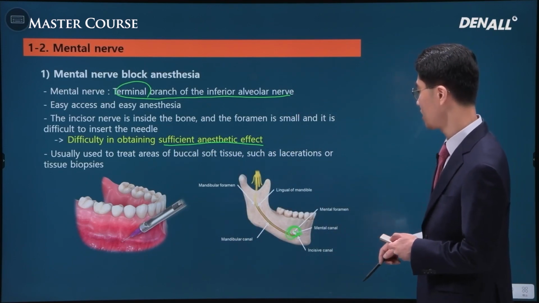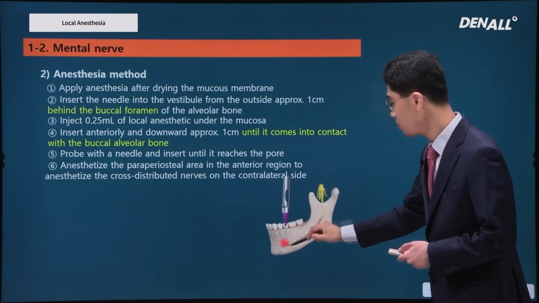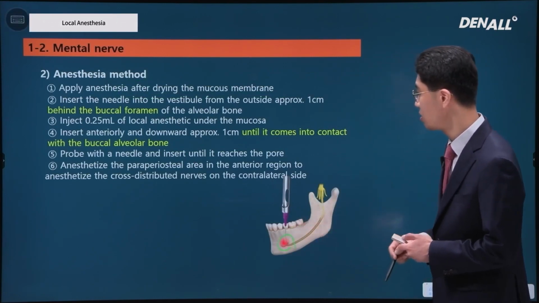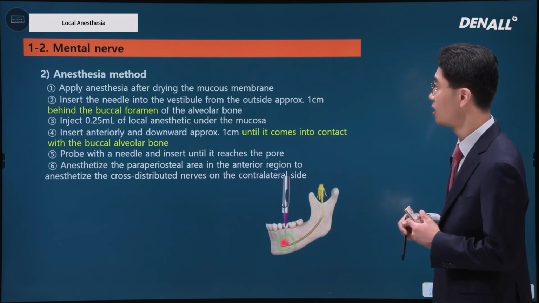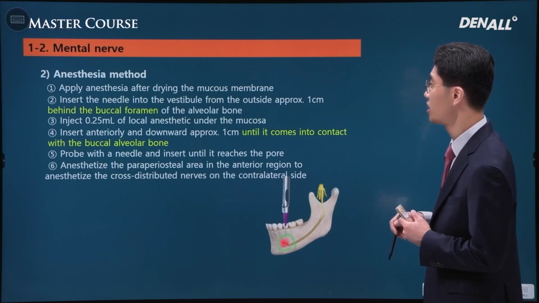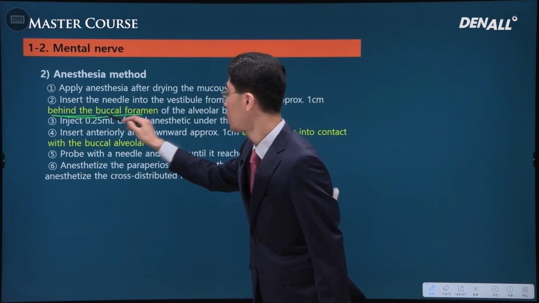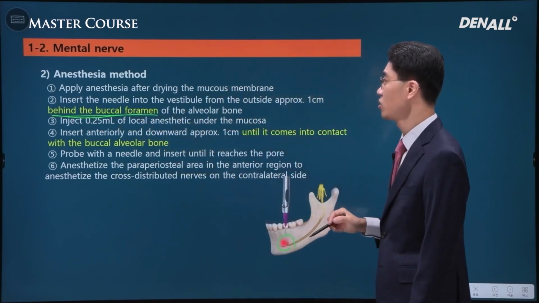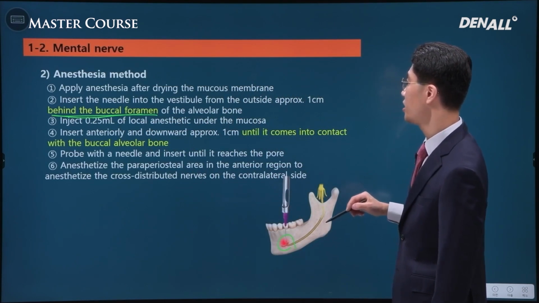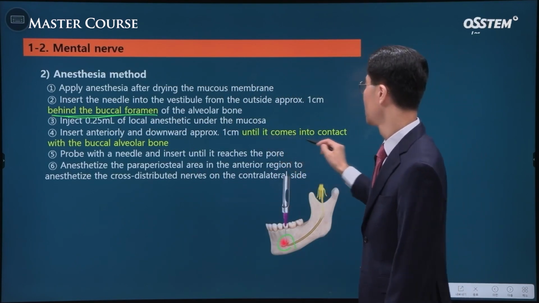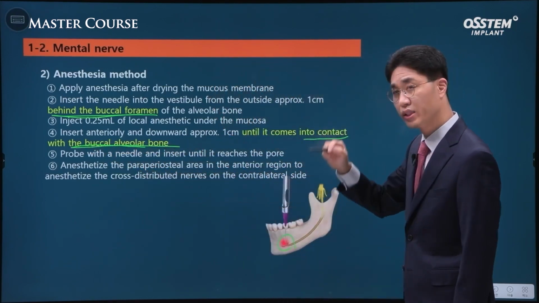In order to directly perform anesthesia on the mental nerve, the mental foramen location should be looked at and injection should be performed there. Insert the needle into the vestibule from the outside, approximately 1 centimeter behind the mental foramen. Also, the needle needs to be inserted until it comes into contact with the buccal alveolar bone.